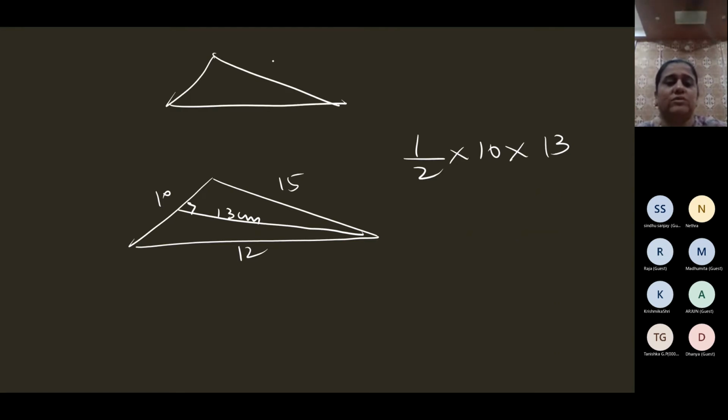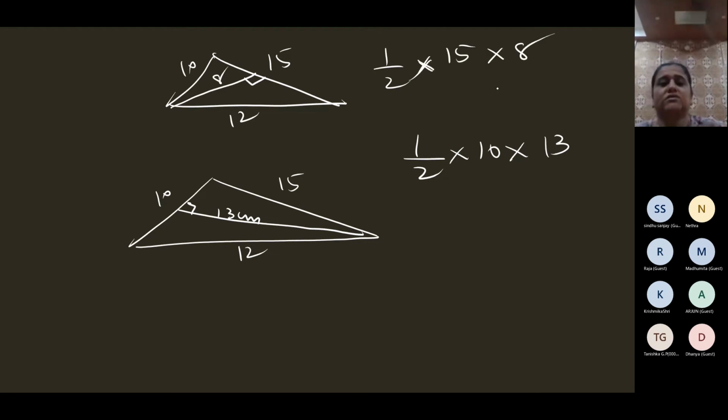Supposing you know this altitude, then you should take half into base. Supposing this is 8, half into base 15 into height 8. Base can be any side. Altitude should be the corresponding altitude. If you take 15 as the base, then 8 is the altitude. You cannot say half into base 12 and 8 is the altitude. 8 is not the altitude on the base 12 centimeters.